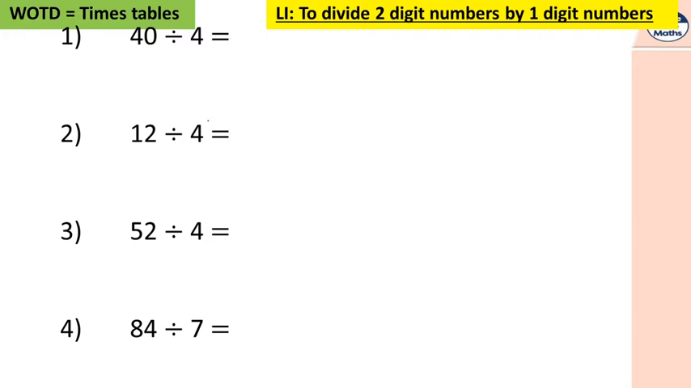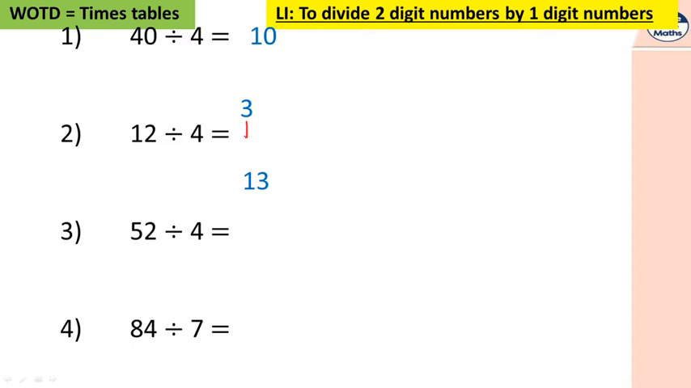Right, so my first one is 40 divided by 4, so 4 times 10 is 40. My second one is 12 divided by 4, 4 times 3 is 12. I think I'm going to have some floaty numbers here. 52 divided by 4, 4 times 13 is 52.